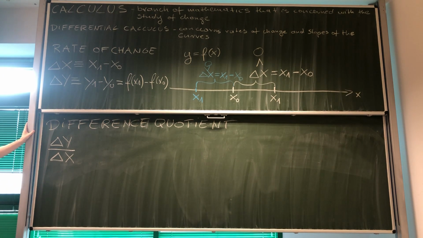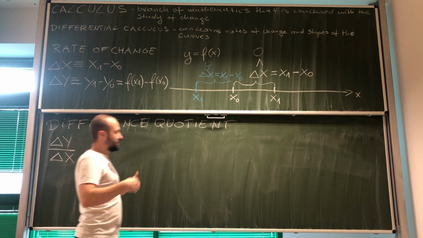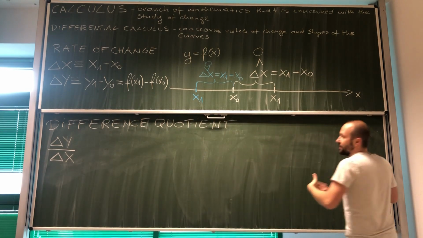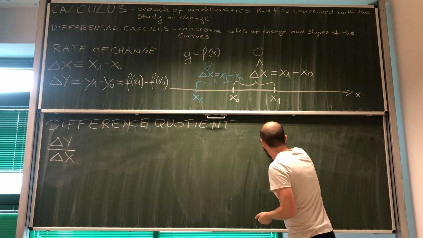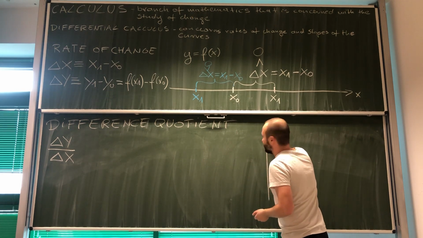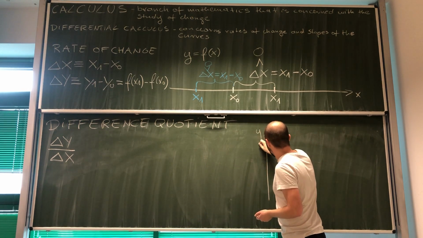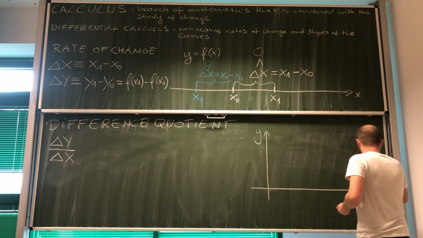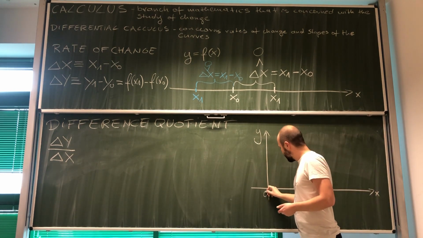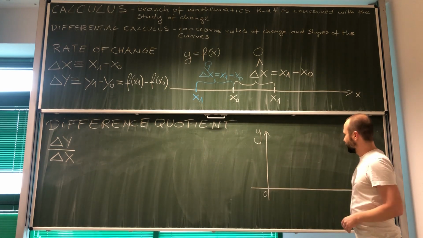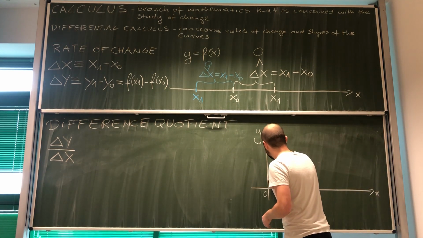Understanding of how the difference quotient works is the best when we put it on a graph. So here we have y, here we have x, this is our origin, and let's just say that we've got some function that looks like this.